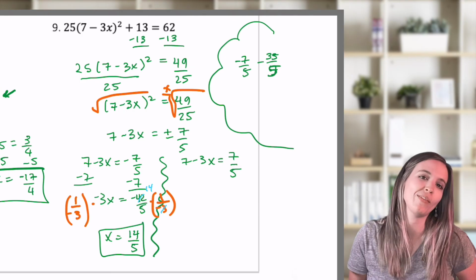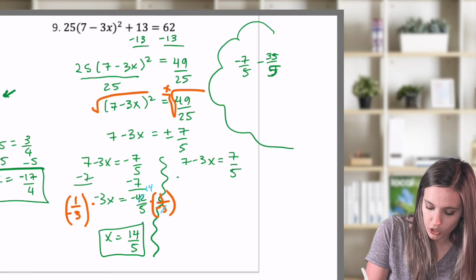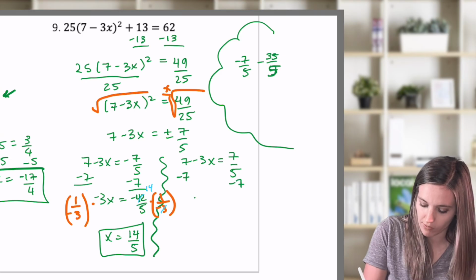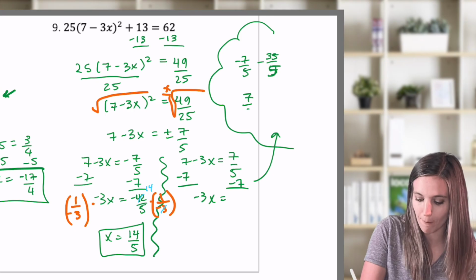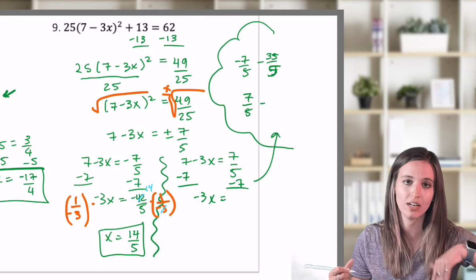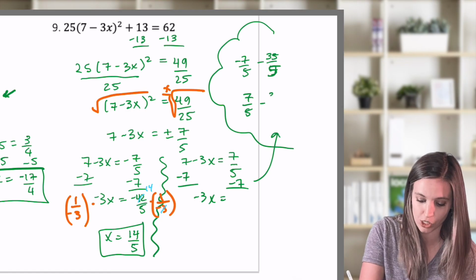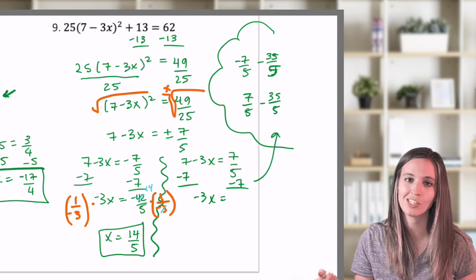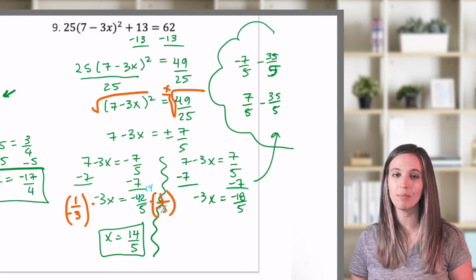So I'll stick with you on this next one just in case some of those steps were a little confusing. So the first thing I'm going to do here is subtract that 7, so -3x equals. My side note over here, 7/5 minus, well 7, I want it to have a denominator of 5, so I'm going to multiply it real quick by 5/5, so then I'm going to have -35/5. 7 minus 35, -18/5.